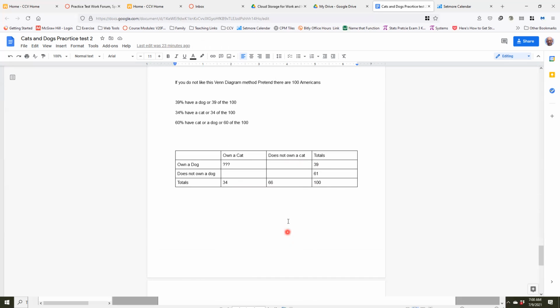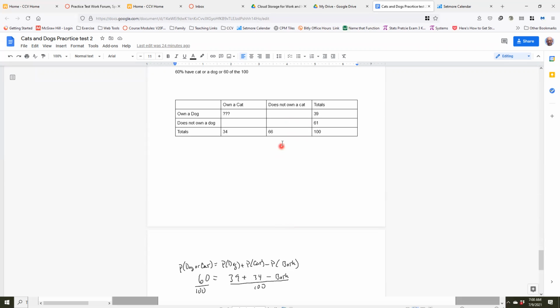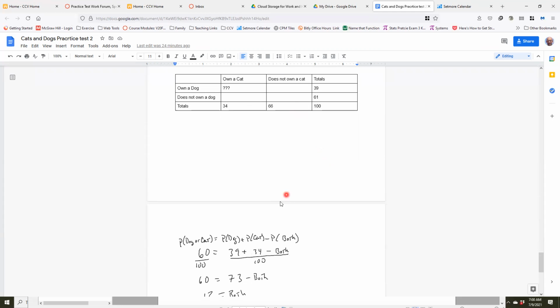Okay, so then, now there's no getting away from it because of what they told us, we have to use that addition rule. And so I just set it up with these numbers that we came up with, same numbers, just in a different form, right? So we know 39 out of 100 own a dog, 34 out of 100 own a cat, and both out of 100 is the other probability. That equals 60 over 100.